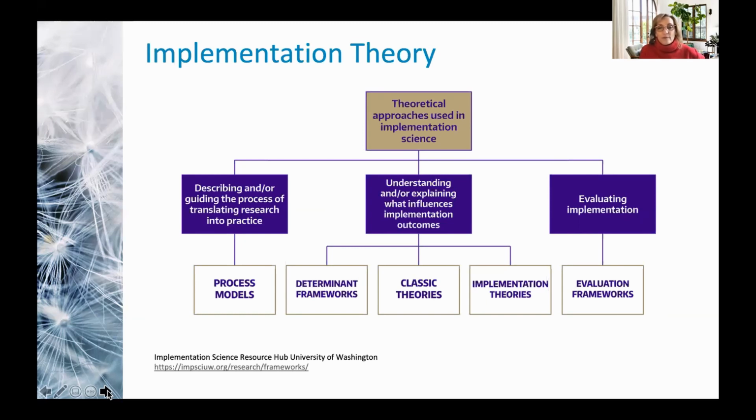And so if you are mounting an implementation endeavor, you need to pay attention to process models, determinant frameworks that identify the factors that might be barriers or facilitators. And you probably also need an evaluation framework to look at your implementation outcomes. So most implementation endeavors that have a research component to them will have multiple theories, models, or frameworks that inform them, that cover off these different aspects of implementation.